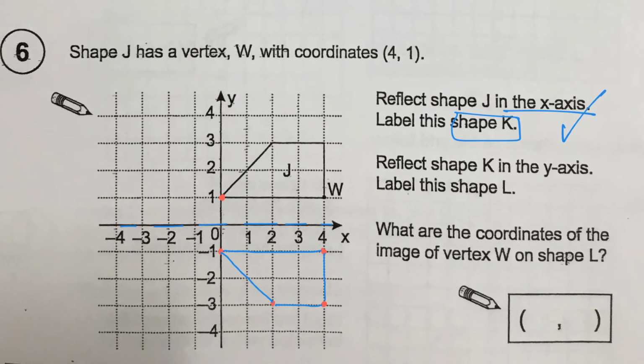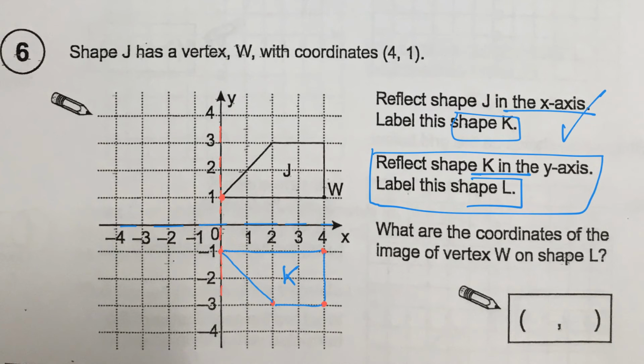So we've done the first part, and then it says reflect the shape K. We must label this reflection K. Reflect the shape K in the y-axis and label the shape L. So now we need to reflect it on the y-axis. So now it is a reflection on the y-axis. So we are reflecting it here. So this is our mirror line now. So it will obviously come on this side. The shape will be somewhere here.